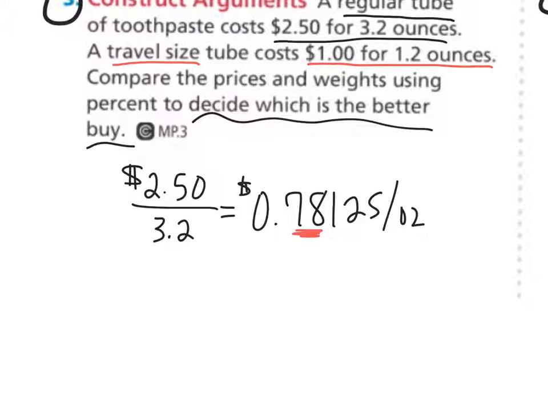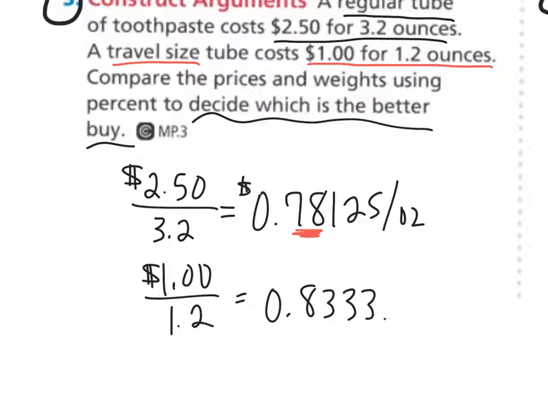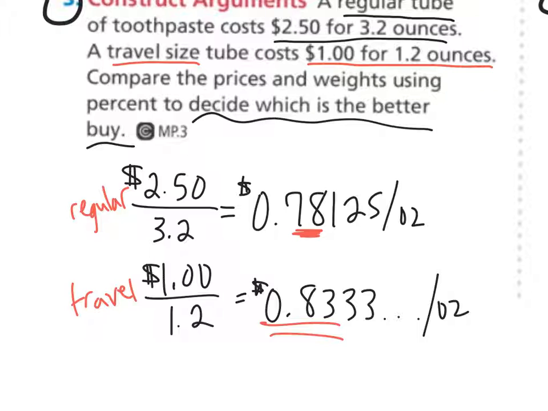If we look at the travel one, we could do $1 divided by 1.2. So if you divide that out, it is 0.83 repeating. So that one is about 83 cents per ounce. That was the travel. The first one was the regular. So if we're just looking for the better buy, we could say that the regular one is a better buy because it's 78 cents per ounce versus 83 cents per ounce. So, specifically, we could say it's about 5 cents per ounce cheaper.